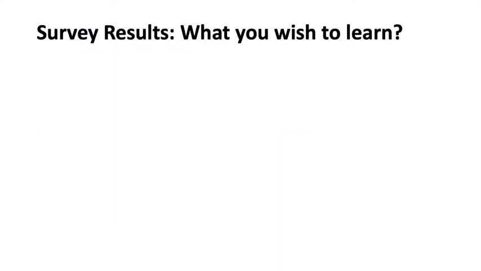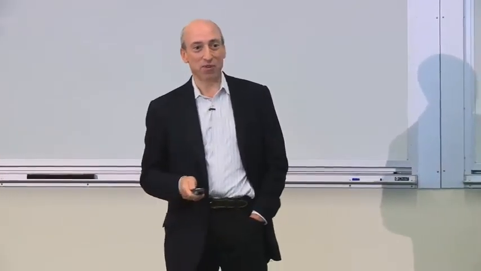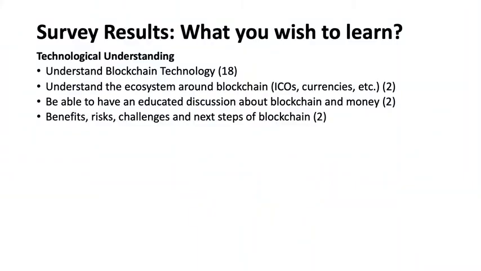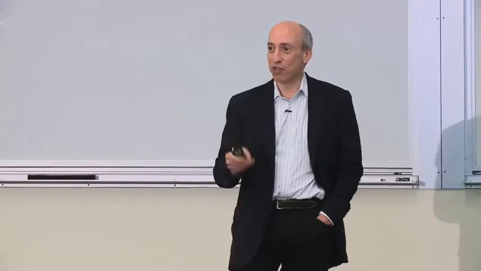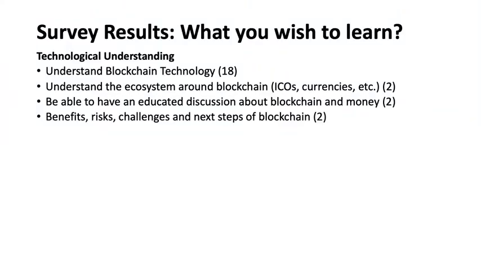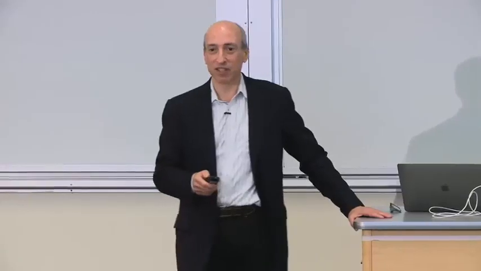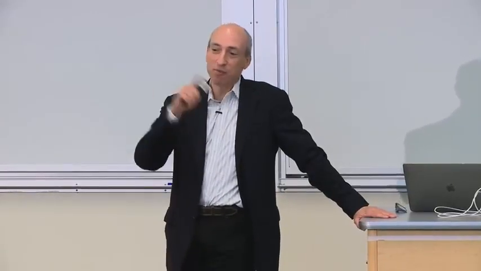So the survey results: what did you want to learn? This is really your class, and I'm going to learn as much from you, but hopefully we're going to cover what you want. So here's a list of those things that were written by at least 2 of you. First was technical things. 18 of you said understanding blockchain technology. Hopefully we get to that, but you might find you'll want to do more after this class. Then the ecosystem and being able to have an educated discussion, the dinner party conversation around blockchain. I think we'll be successful, but at the end of the semester, we're going to pull these slides up again and see how we did as a group.